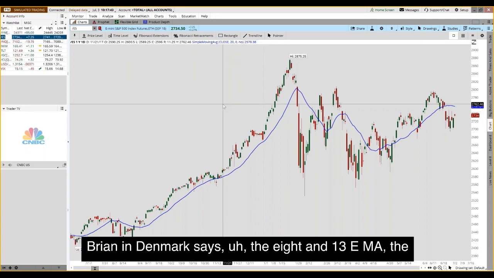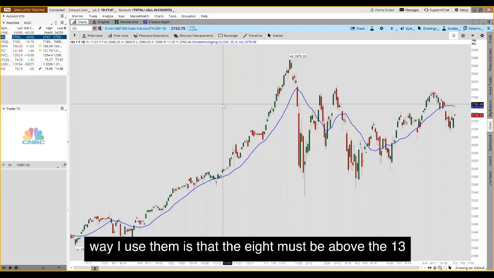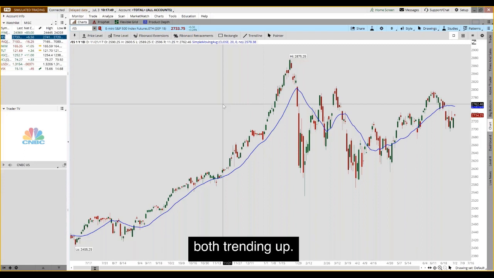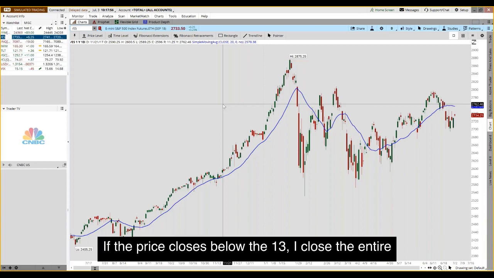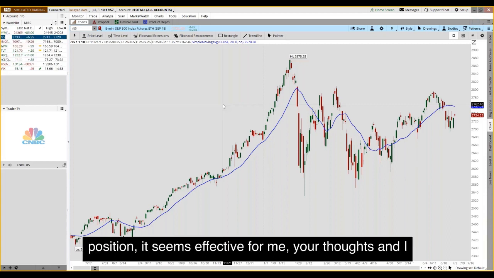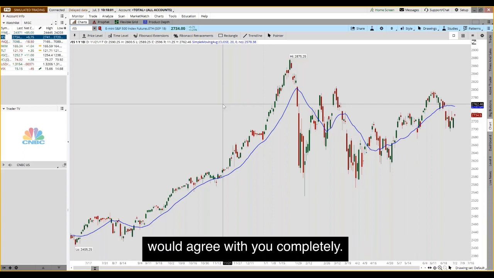You had put a question out there asking how our members are using MAs, moving averages. Brian in Denmark says, the 8 and 13 EMA, the way I use them is that the 8 must be above the 13, both trending up. If the price closes below the 8, I close half of my position. If the price closes below the 13, I close the entire position. It seems effective for me. Your thoughts? Absolutely, and I would agree with you completely.